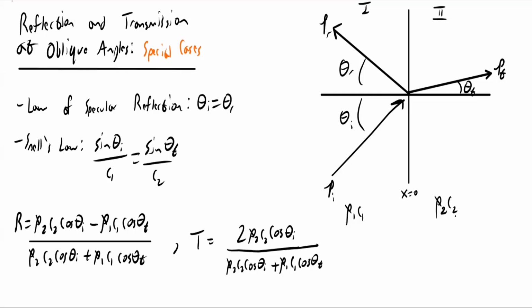two, C2. When we were doing that derivation, we derived the law of specular reflection, which stated that the angle at which the incident wave comes in is the angle at which the reflected wave goes out. We also derived Snell's law, which says that sine of the incident angle divided by the speed of sound in medium one is equal to sine of the transmitted angle divided by the speed of sound in the second medium. And then we derived these two expressions here for the reflection coefficient R and the transmission coefficient T.